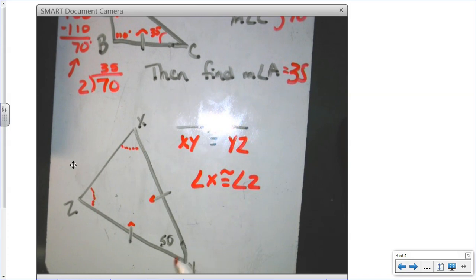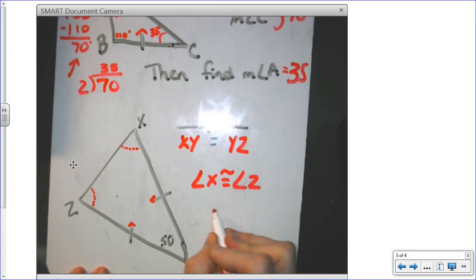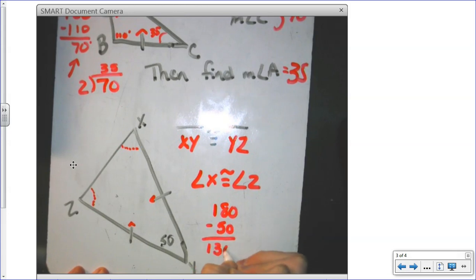So now what I have to do is take that measure of angle Y. Just like we did up here with angle B that was 110 degrees, now angle Y is 50 degrees. So I have to get rid of those 50 degrees to see how many degrees angle X and Z are going to share between them. So I'm going to do 180 minus 50, and I'm going to have 130 degrees left over. Now, when I have 130 degrees left over, we know that the next step is going to be divide, okay? And divide by the two remaining angles.